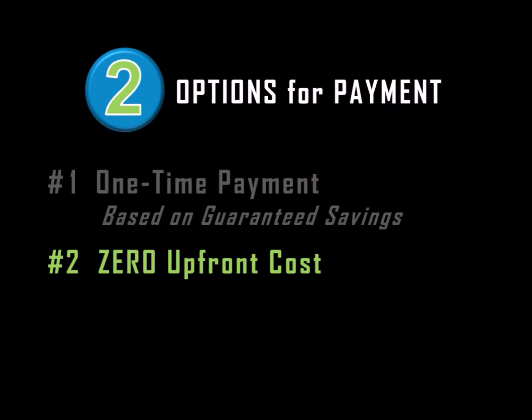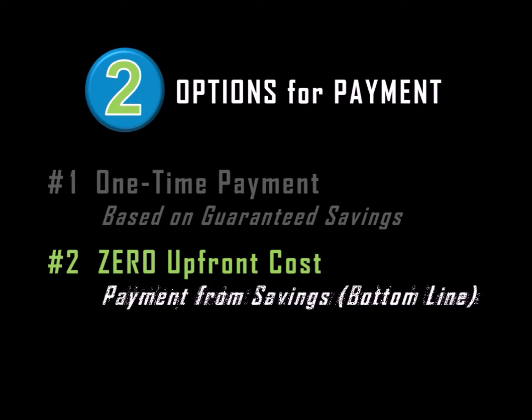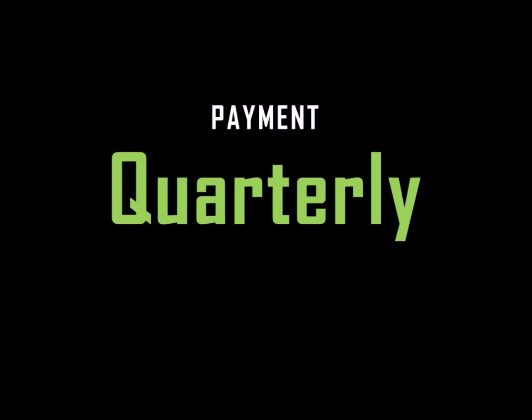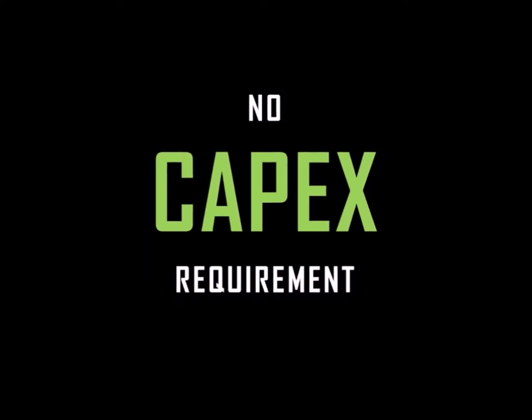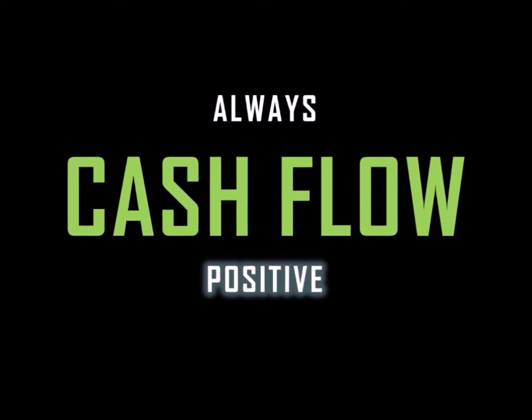But the second option does not require any upfront payment or any one-time payment. It requires a payment from the savings, from the operating cost savings. So we do not charge anything upfront. As savings are realized, we measure those and we base our payment scheme on a quarterly payment as a percentage of the savings achieved. So the user has no capital investment or CapEx requirement, and they're paying out of operating savings or OpEx, so that they're always cash flow positive and never have made any investment and yet are recouping the savings.